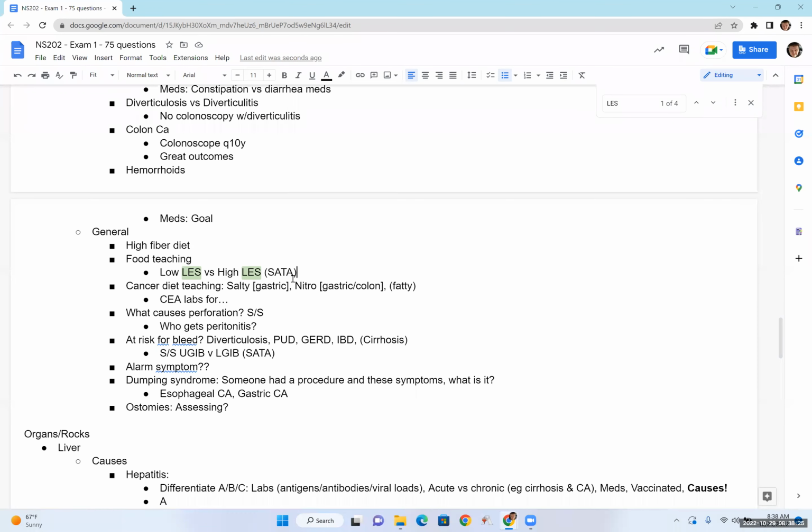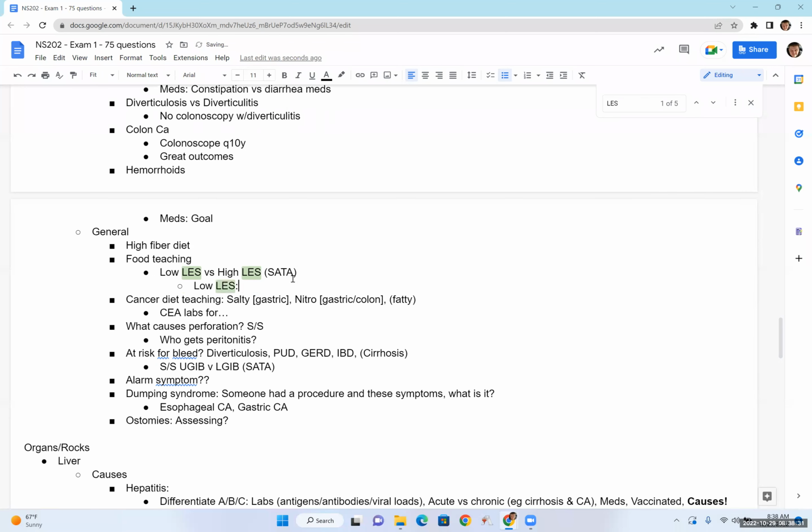Okay, but talk about the LES, they're going to weaken it, right? And as far as other foods, what other foods are there? Right, we got mints, we got nicotine, alcohol, fatty, right? Not spicy, but I'm not going to be testing on controversial things. Like, it's not controversial about spicy.